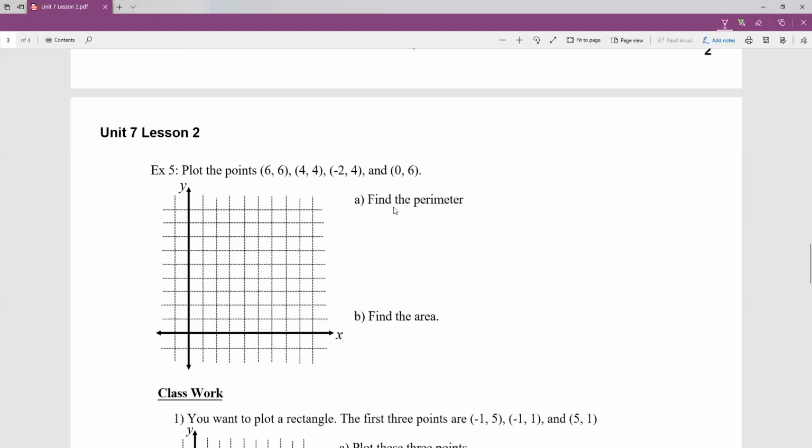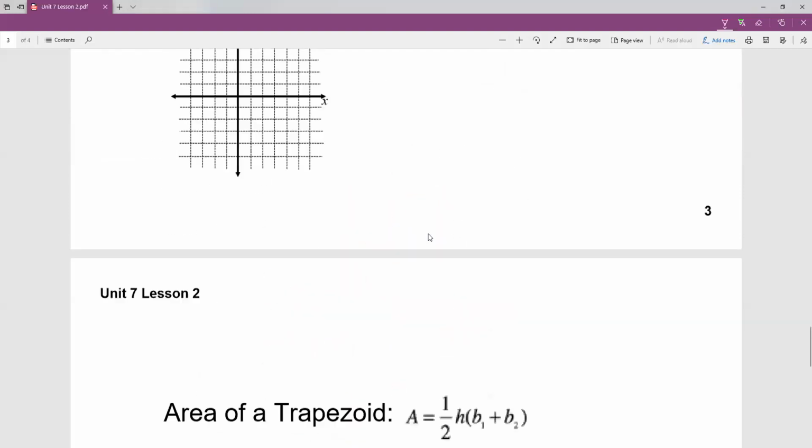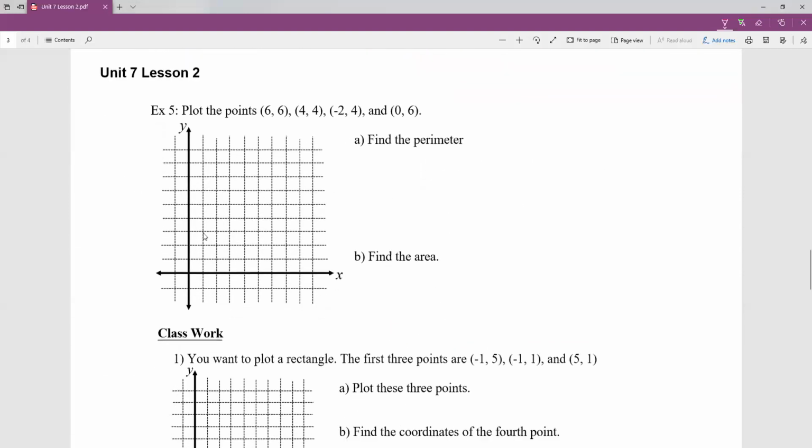All right. And we've got only one more example to do, and then we're going to do this area of a trapezoid down here. But let's get back to this example 5.